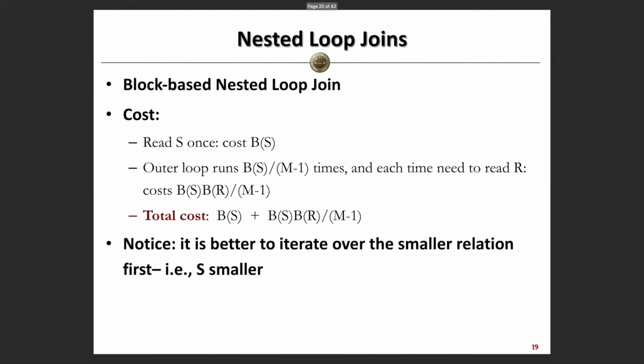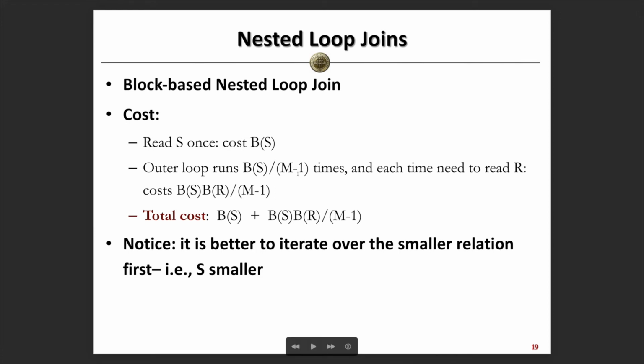Then the cost for the block-based joins is actually very different compared with the tuple-based joins. So, when we do the block-based joins with the previous diagram, when we read S, we have to read it only once, so the cost will be about BS, the number of blocks in the S relation. As to the outer loop, we have to enumerate all the blocks in S. It will run BS divided by M minus 1 times.